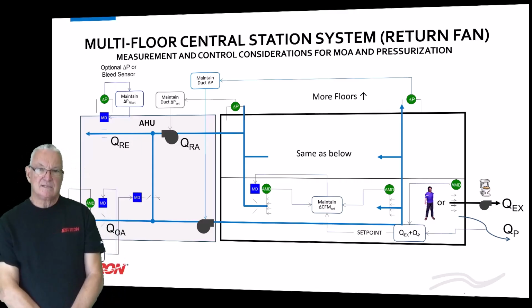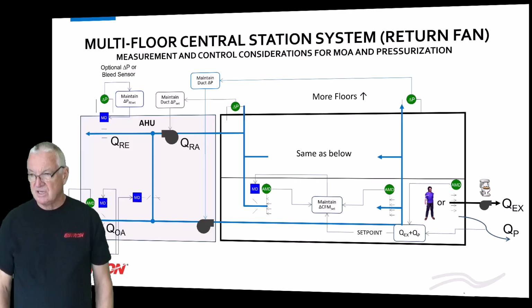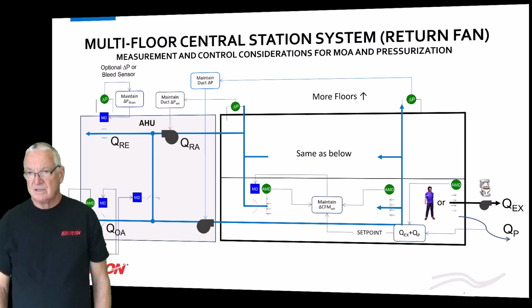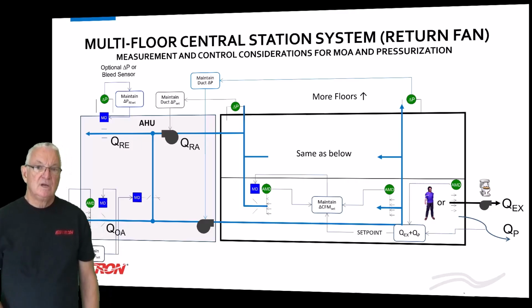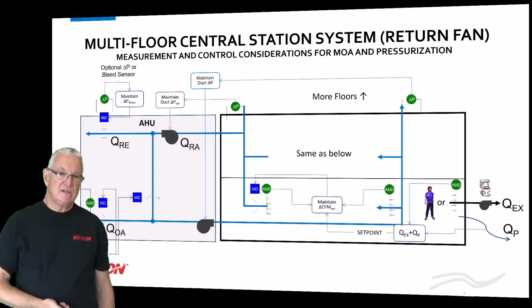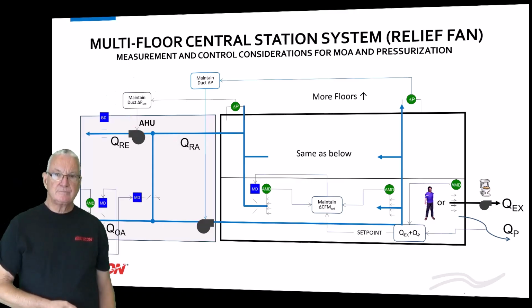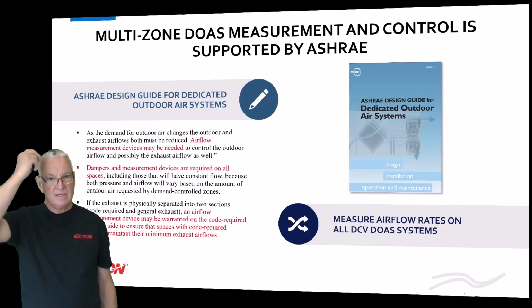Otherwise, you just can end up with a big mess. I've seen plenty of buildings with an air handler on the 20th floor serving 20 floors above and 20 floors below, and they have some serious problems. So think about this in ways that you can improve the system there. Again, all I'm doing here is moving the return fan to a relief fan.